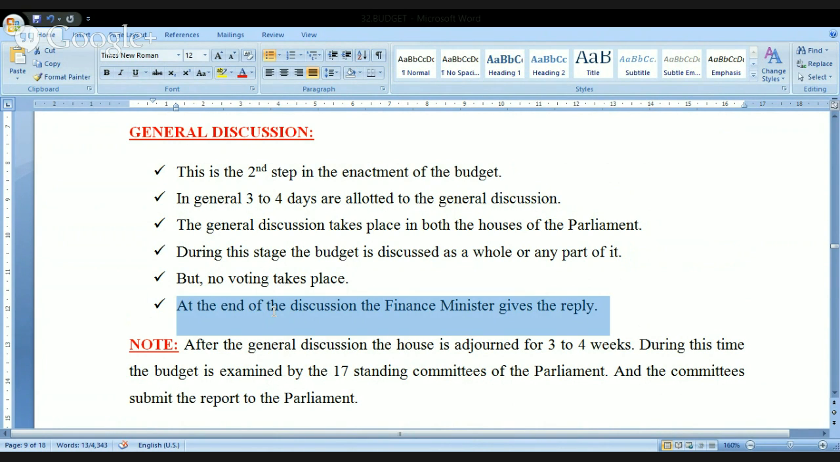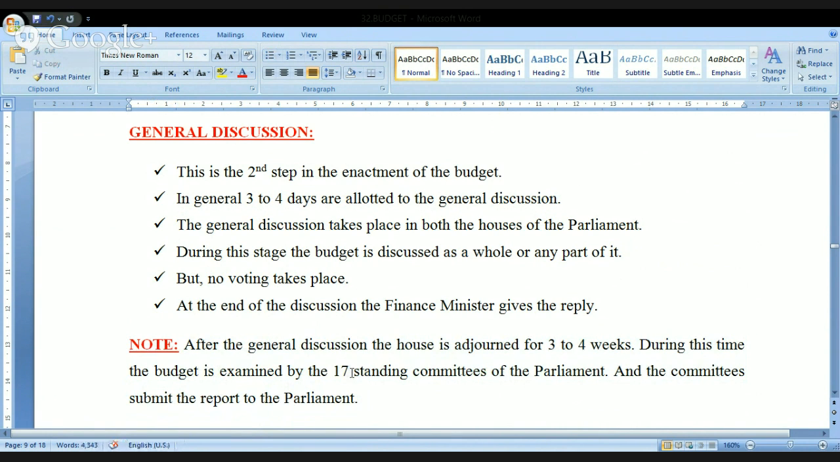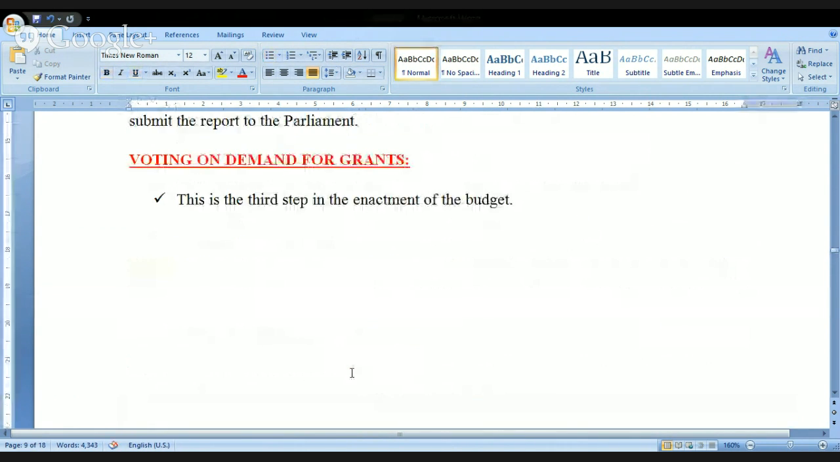The concerned minister will be giving the reply at step number 3. But at step number 2, it is the finance minister that is giving this. Look at this. Note. After the general discussion, the House is adjourned for 3 to 4 weeks. During this time, the budget is examined by not 17, now I have 24. So the budget is examined by 24 standing committees of the parliament, and the committees submit the report to the parliament. Ultimately, you have to see that the expenditure is reduced.